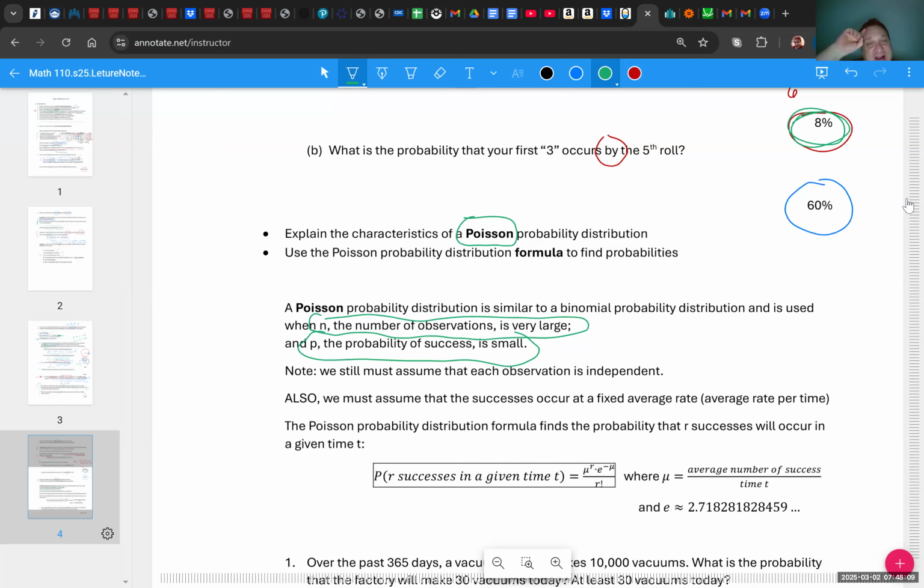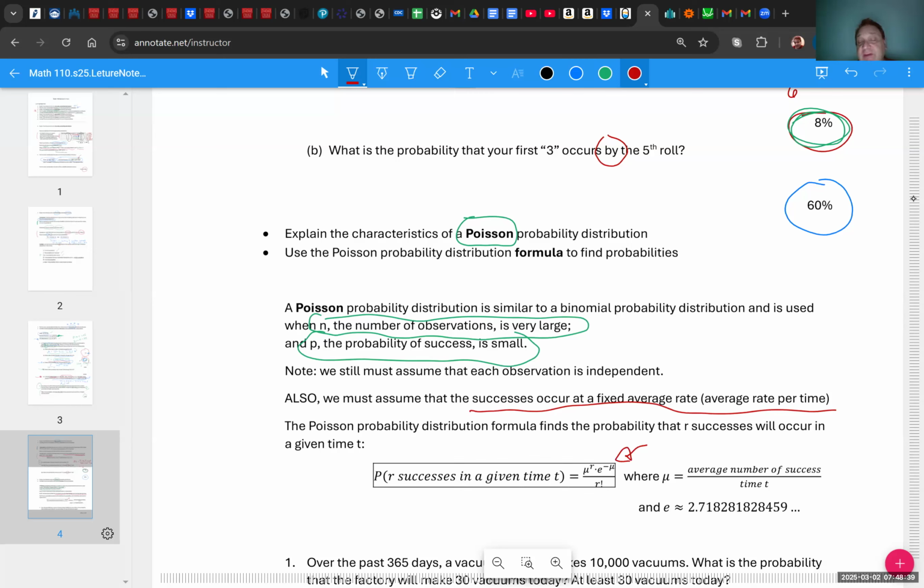Okay. Once again, we're still assuming that everything's independent, so one success doesn't change another possible success in the future. And what's interesting about a Poisson probability distribution is that successes occur at a fixed average rate. If you're not sure what that means, let me show you an example. There's a crazy formula for the probability that you get R successes in a given time, and that's this formula right here.